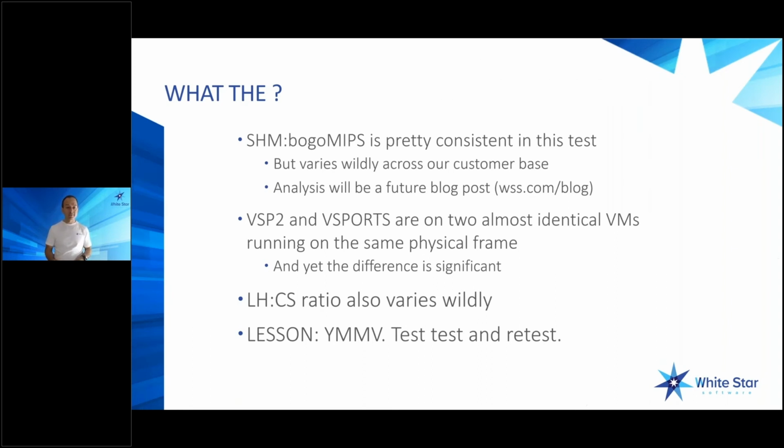I mentioned that VSP2 and vSports, identical VMs, same physical frame, but they had significantly different localhost numbers. I don't know why. And the lesson here I want to really highlight is your mileage will vary. So please test in your environment, right? Test. If you're making changes, test. If you're migrating to a new hyper-converged or a new VMware farm, if you're doing anything, if you're putting in a new switch in your environment, test before, test after, so you have the data.